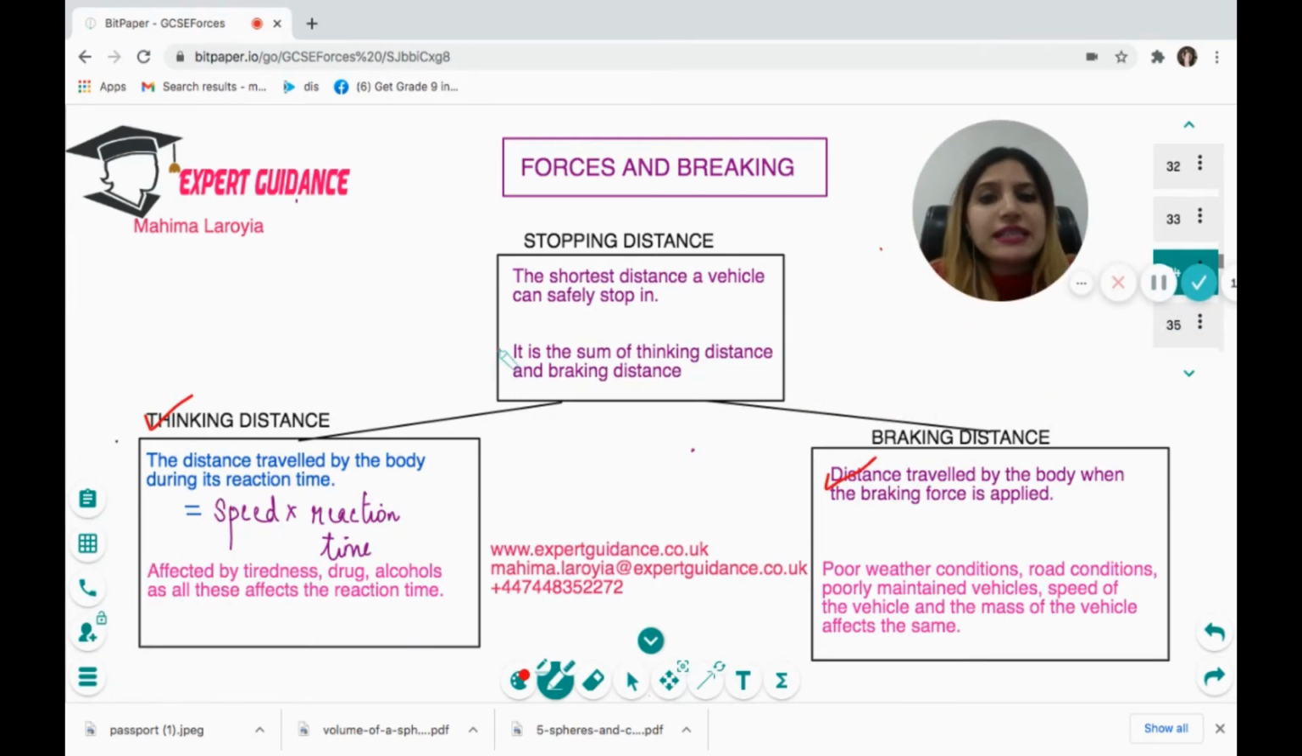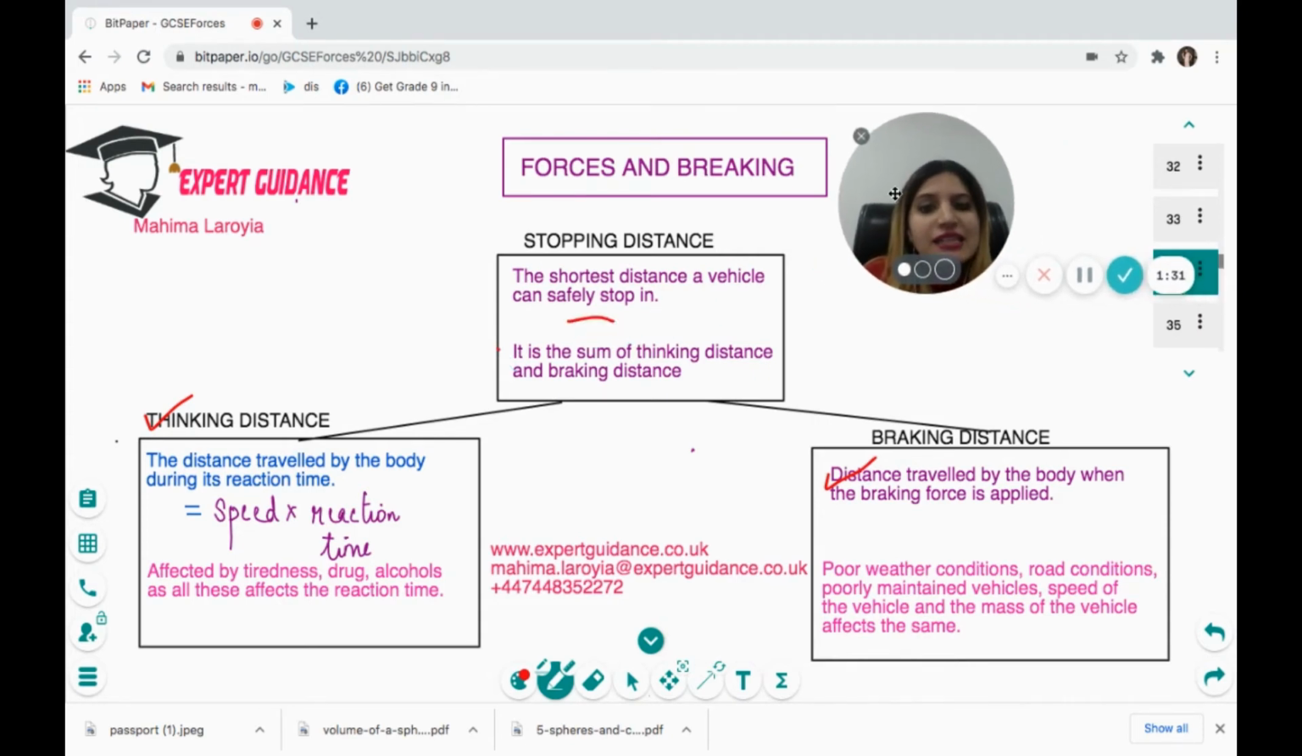So the stopping distance is the shortest distance in which a vehicle can safely stop. It is the sum of the thinking distance and the braking distance. Thinking distance is the distance traveled by the body during its reaction time, the distance traveled when you're thinking, and it is calculated by speed times reaction time, and it can be affected by tiredness, drugs, alcohol. Whereas braking distance is the distance traveled by the body when the brake force is applied, and the factors that can affect it are poor weather conditions, road conditions, poorly maintained vehicles, speed of the vehicle, and the mass of the vehicle.